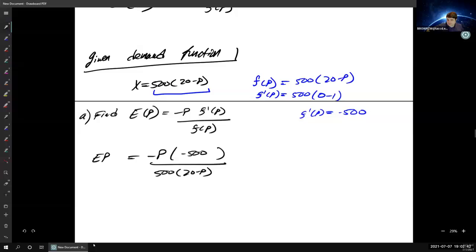And what's going to happen a lot with these is there's usually going to be some simplification you can do to cancel some stuff out here. In this case, we can cancel out the, well, what the heck, I'll write this all the way through. That'd be negative and negative would be positive 500p all over 500 times 20 minus p. 500s cancel. And here we have our elasticity function.